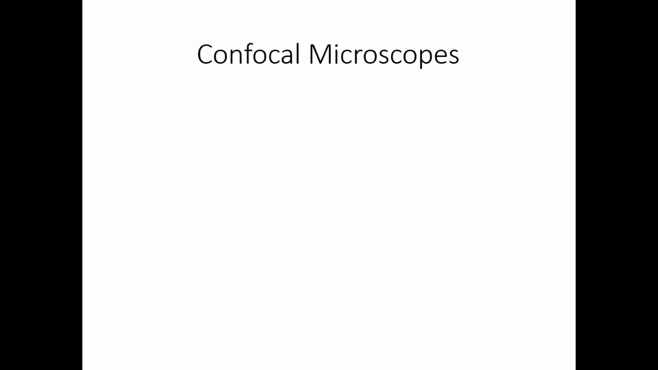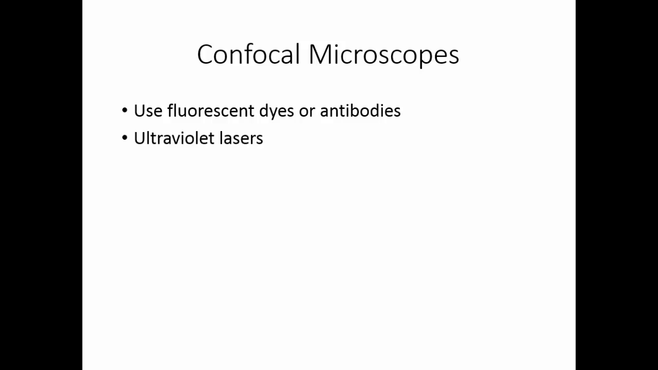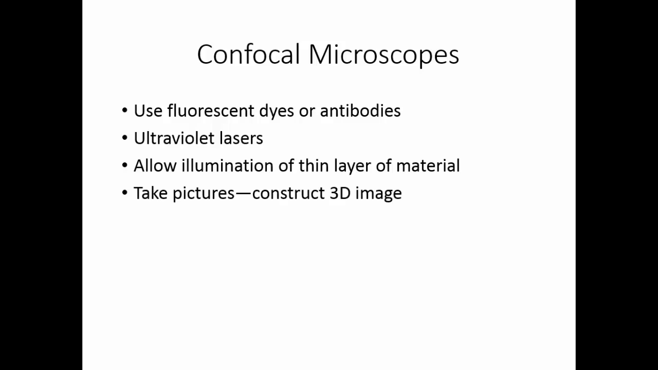Confocal microscopes are a special kind of fluorescent microscope. They use fluorescent dyes or antibodies as their stains, but instead of just plain ultraviolet light, they use ultraviolet lasers, so they illuminate only thin layers of the material. They take pictures of each layer, and then they can put the pictures together and construct a 3D image.